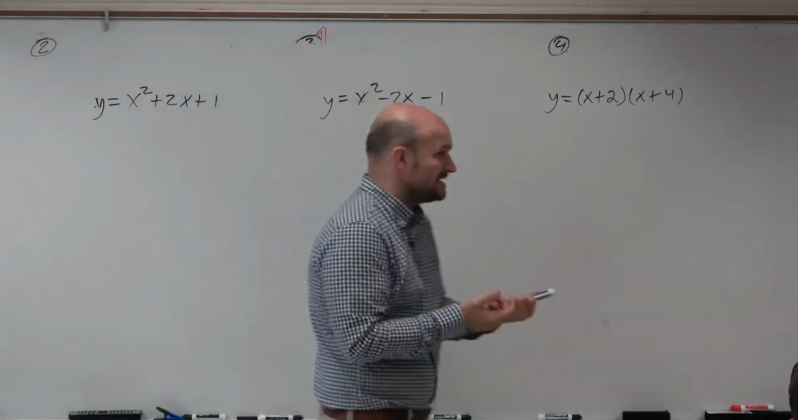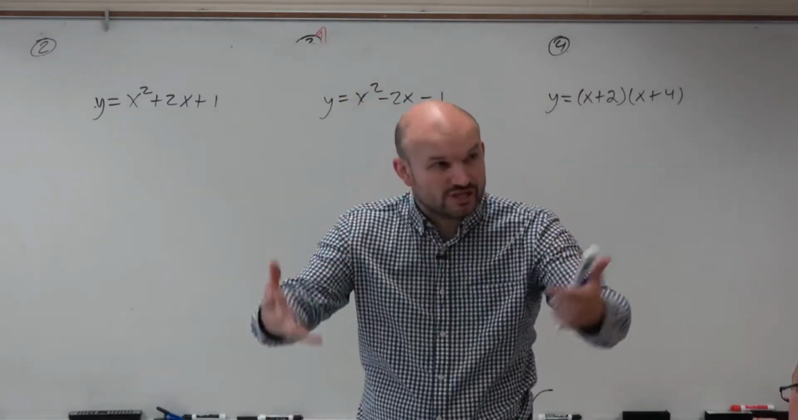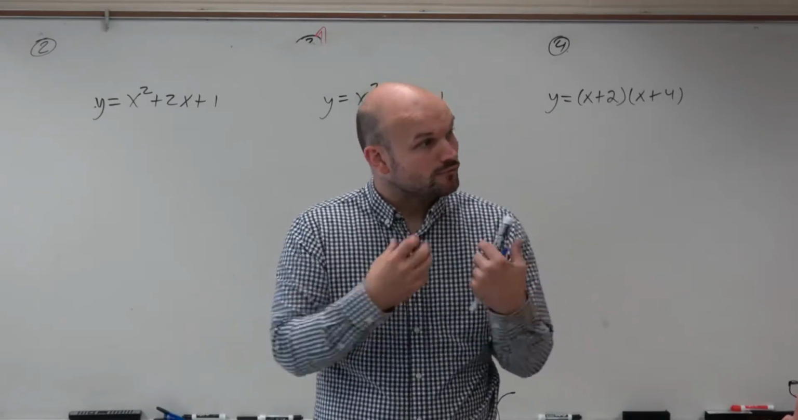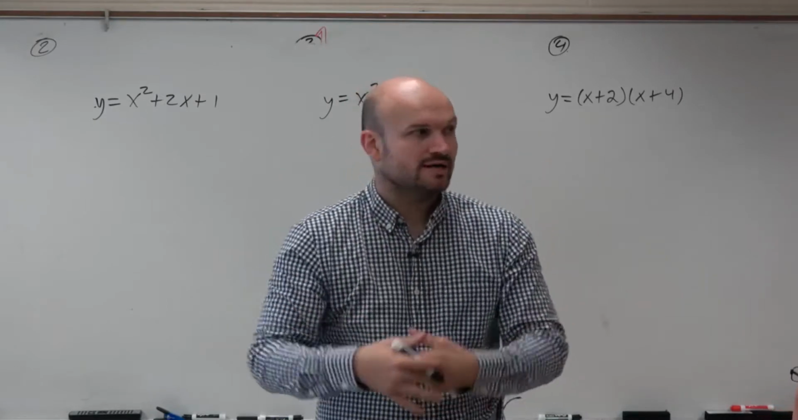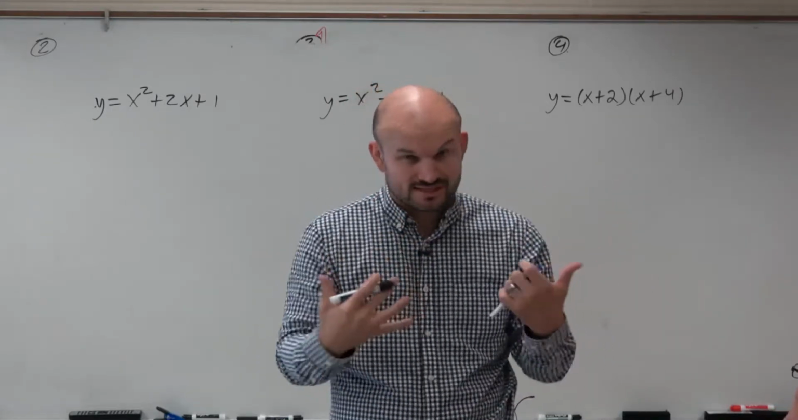Now, again, really, guys, the process of completing the square, what we're trying to achieve is to put something in vertex form. Vertex form had that binomial squared. Would you guys agree? And once we know the binomial squared, transformations, all that kind of stuff was relatively easy.